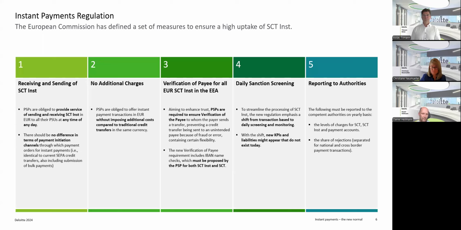And to make it even harder, I will now jump to point 5. The European Commission brought in the topic of reporting to authorities, which is here under number 5 on the slide, which requires payment service providers to report on the levels of charges for SEPA credit transfers and SEPA instant credit transfers, as well as for the pricing of payment accounts.